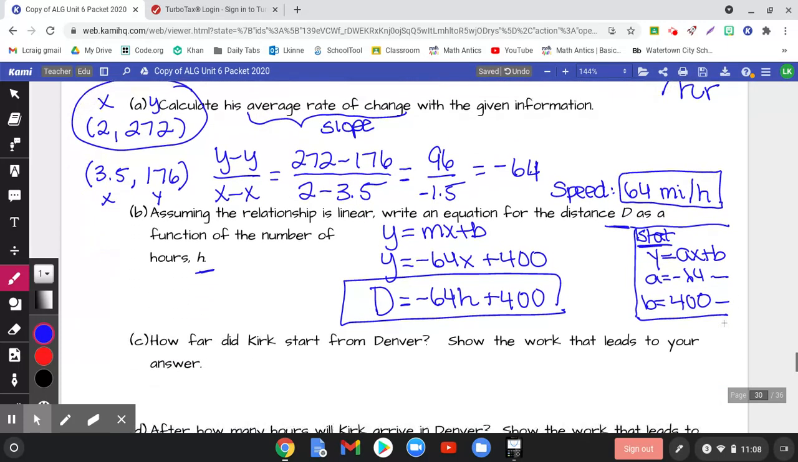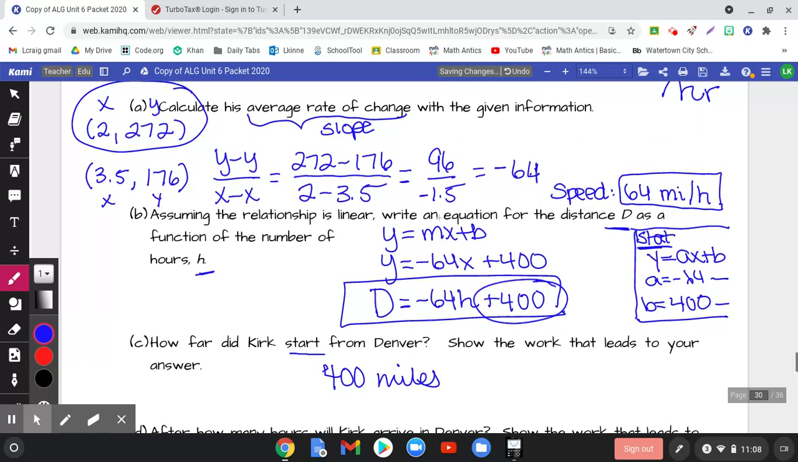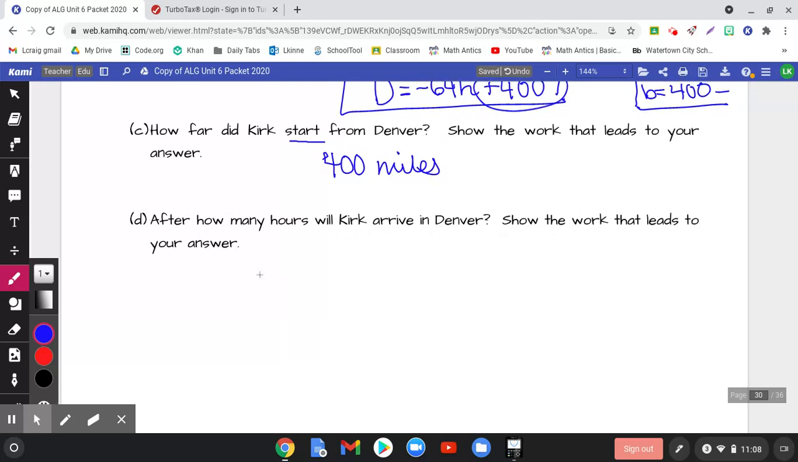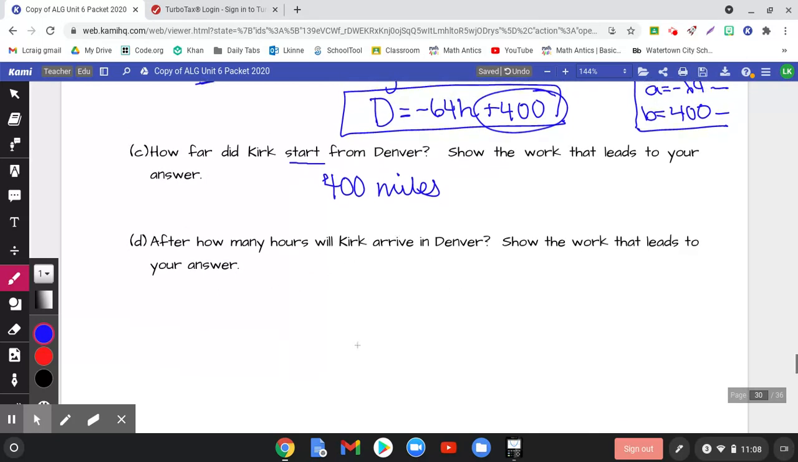How far did Kirk start from Denver? Again, your starting point is your y-intercept, 400 miles. Okay? Utilize your graphing calculator. All right, after how many hours will Kirk arrive in Denver? Show the work that leads to your answer.